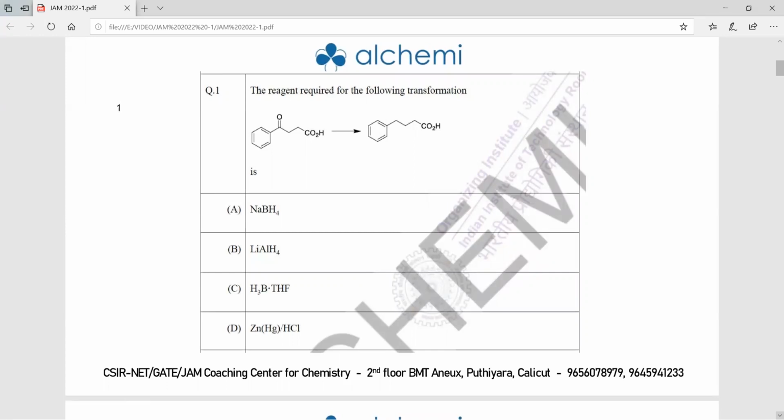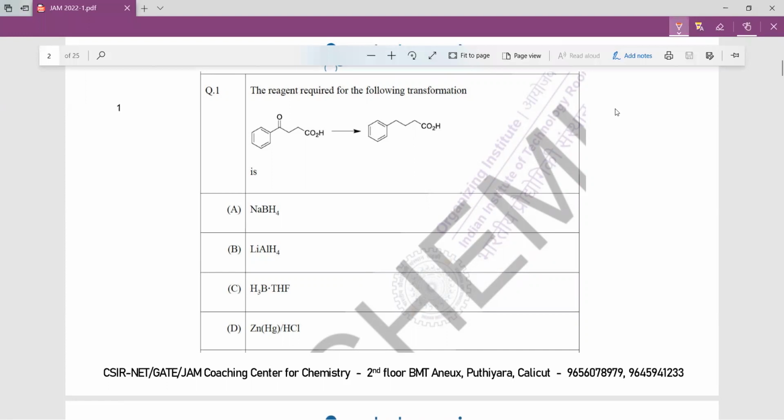The reagent required for the following transformation. So if you look at the question here, in this particular question, one C double bond O group, carbonyl group, is converted to C double bond CH2, two hydrogens. So this is what happened here. If you look at the options, sodium borohydride is an H minus donor. So it will attack here, and it will convert ketone to alcohol.